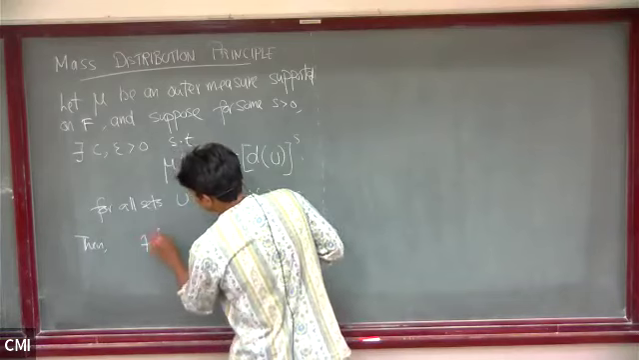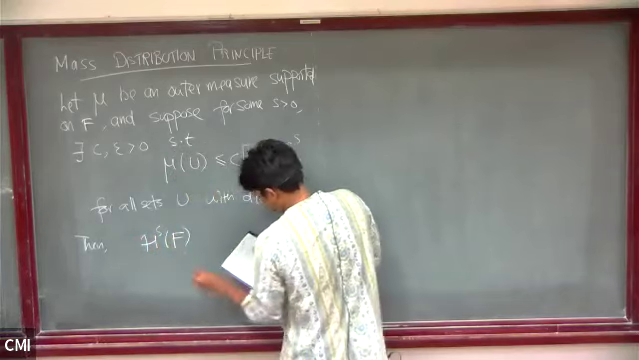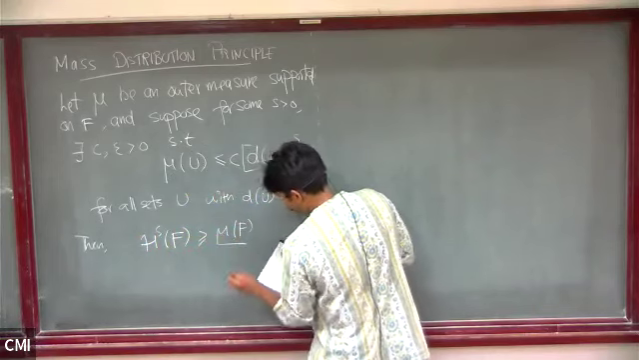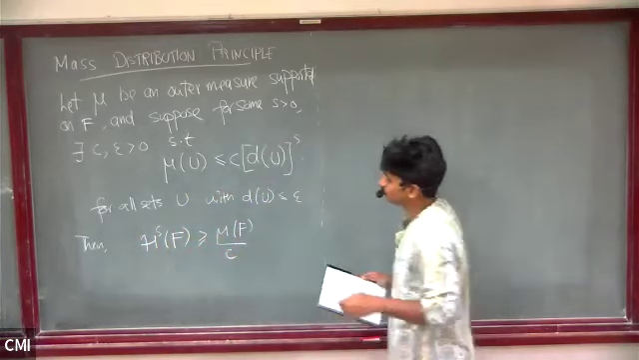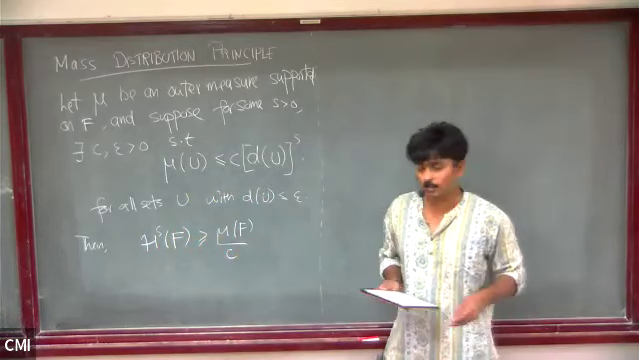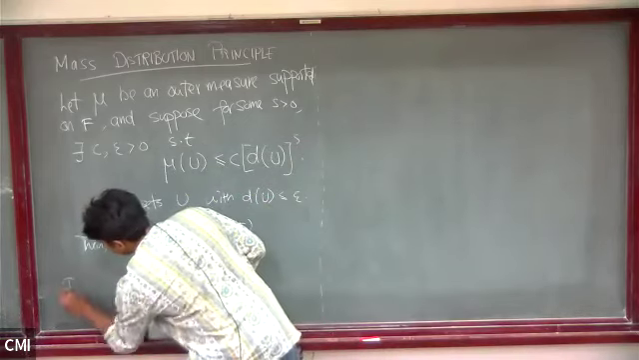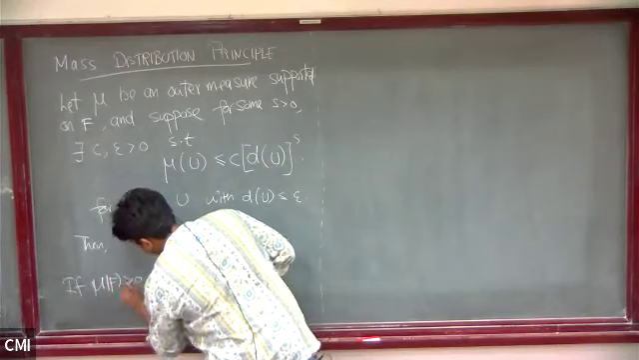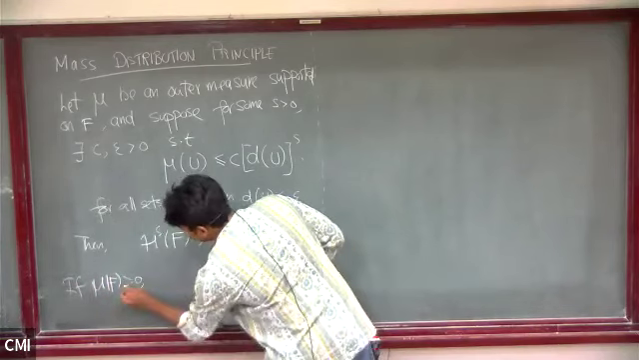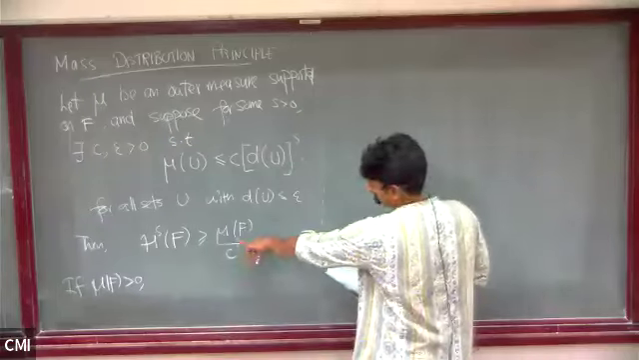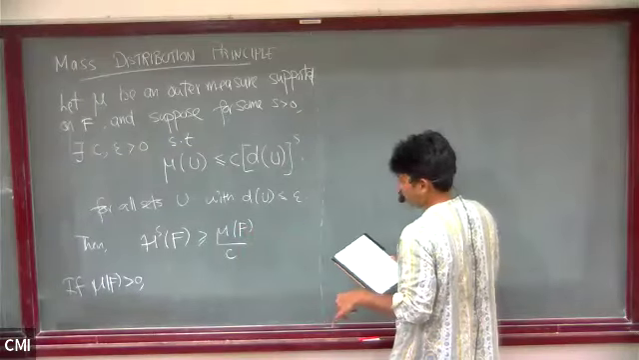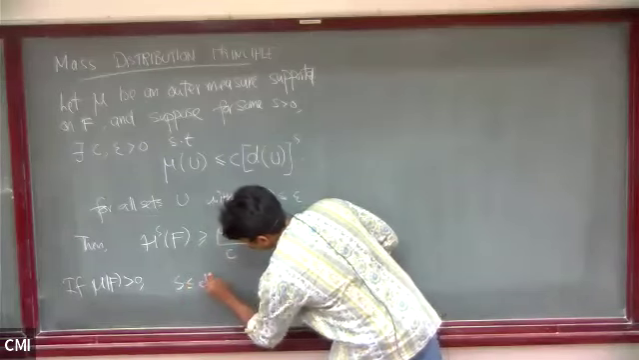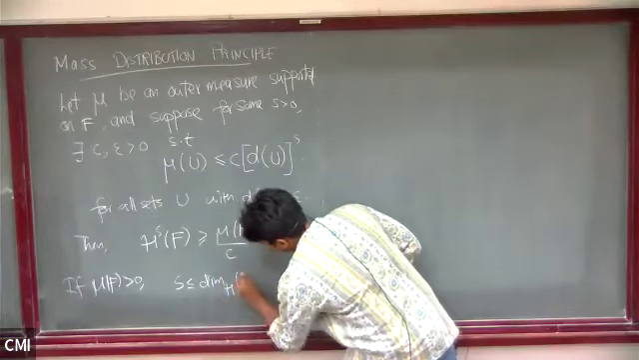Then Hs of F is bounded below by mu of F divided by C. In particular, if mu of F is positive, then I get that the s-dimensional Hausdorff measure of F is positive, and therefore s must be a lower bound to the dimension of the set.